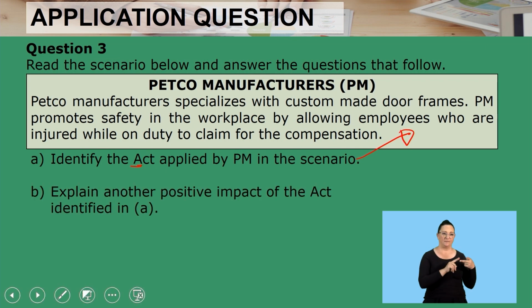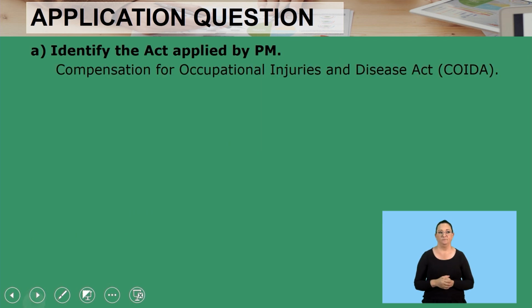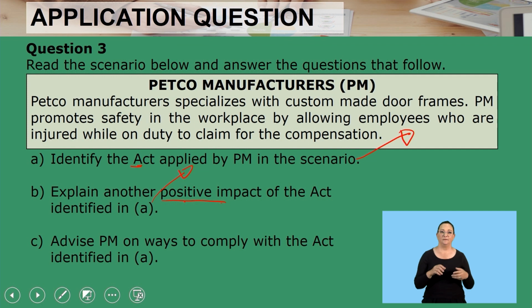The second question says, explain another positive impact. Can you see here? It says positive, not just impact, but you're being told a positive impact of the act that is identified in A. So meaning if the identification here is incorrect, definitely the next question is going to be incorrect. Then, advise PM on ways to comply with the act that is identified in A. Again, if your A is incorrect, B is going to be incorrect as well as C. So we don't want that. So we're going to go through that again so that we understand. I'm sorry, I've just given you the answer.